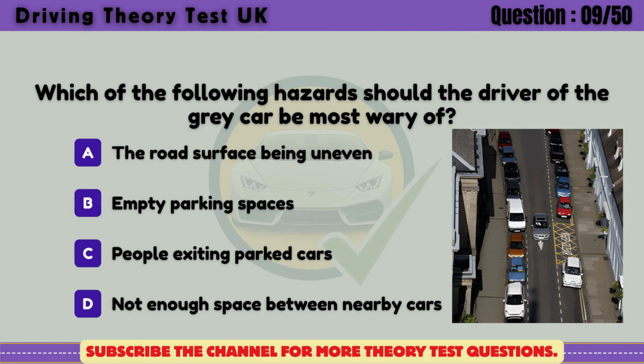Question 9. Which of the following hazards should the driver of the grey car be most wary of? Option A. The road surface being uneven. B. Empty parking spaces. C. People exiting parked cars. D. Not enough space between nearby cars.